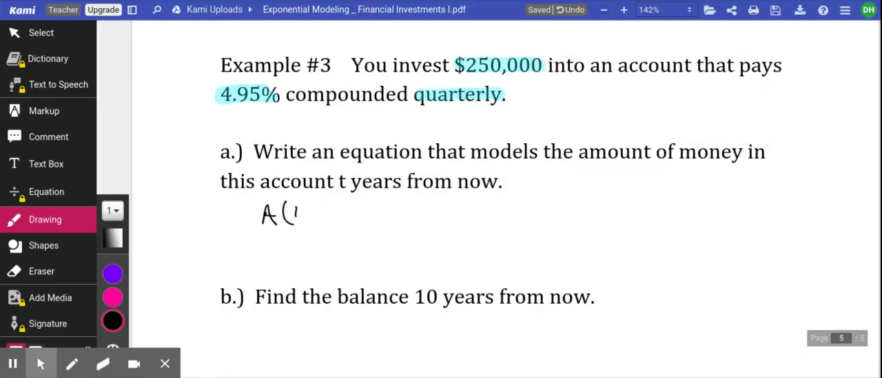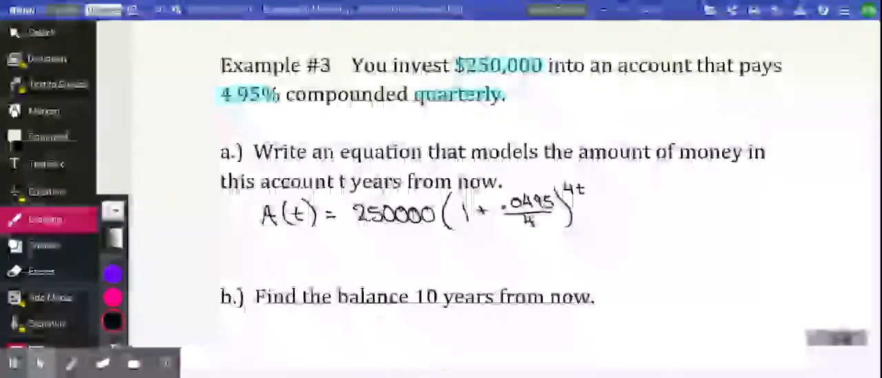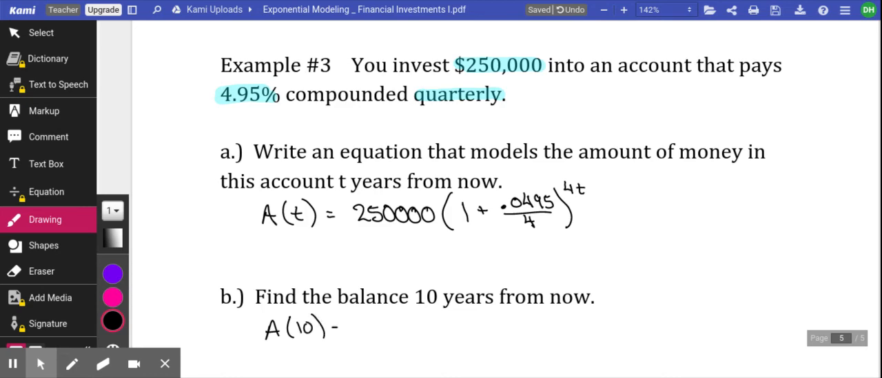So the amount of money in my account as a function of time is going to be my $250,000. Maybe we won the lottery or something like that. Times 1 plus 0.0495 divided by 4, because it's quarterly, raised to the 4t power. Good. So there's my function. Find the balance after 10 years. So we'll substitute a 10: 250,000 times (1 plus 0.0495 divided by 4) raised to the 4 times 10.